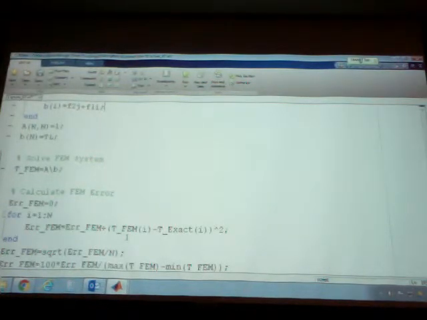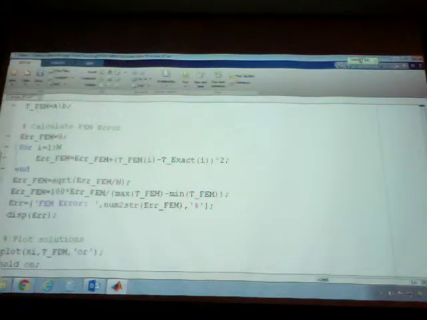And then the solution of the system and calculation of the error is identical. Actually, I could have put this inside a subroutine that calculates an error between a numerical solution and an exact solution, instead of repeating the lines of code over and over again. So use a residual calculation.